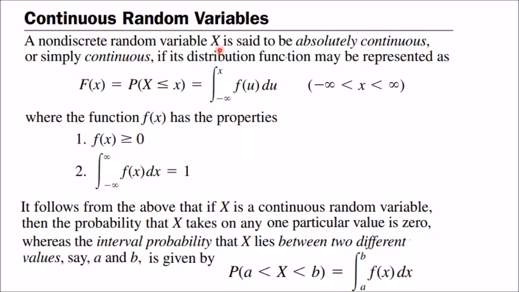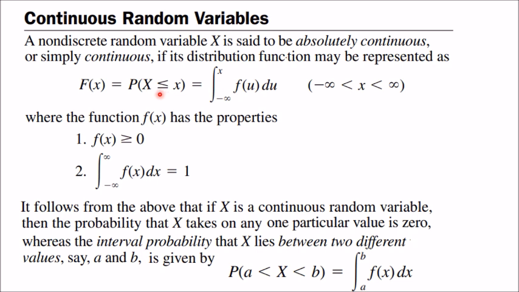Now, let's have the continuous random variables. A non-discrete random variable x is said to be absolutely continuous or simply continuous if its distribution function may be represented as this one. The capital F of x, or the distribution function, equals the probability of x less than or equal to x. So, ito yung palatandaan na continuous siya. So, we are using the less than or equal to. Doon sa discrete kanina, equal yung ginagamit natin kasi eksakto yung value ng x. Here is hindi, naka-range siya.